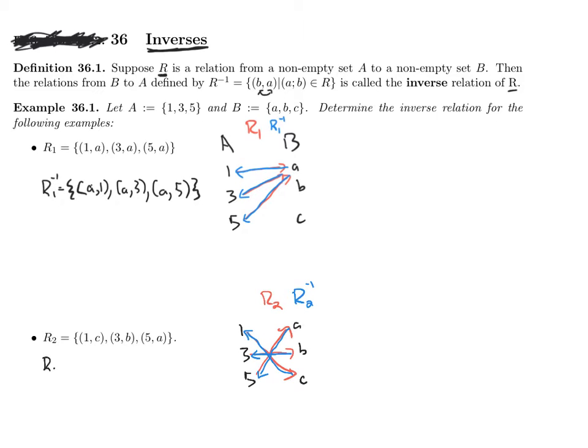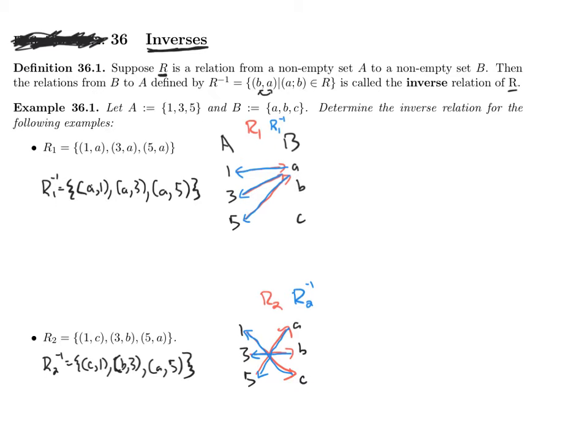So R2 inverse is (C,1), (B,3), and (A,5). Remember, for the inverse, we start in the codomain and we go to the domain. The domain and codomain swap places.